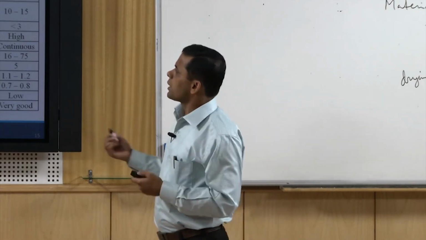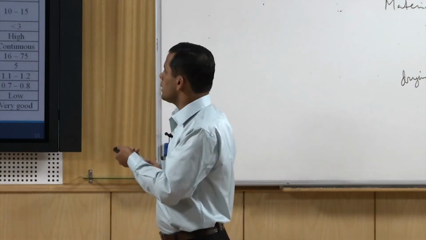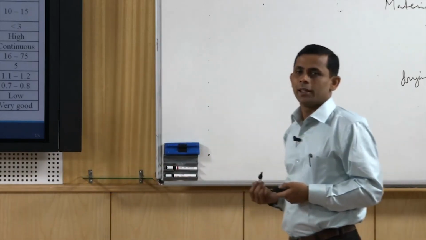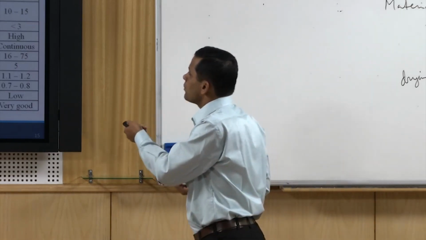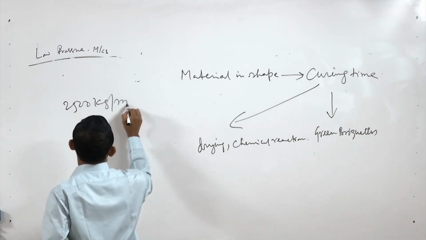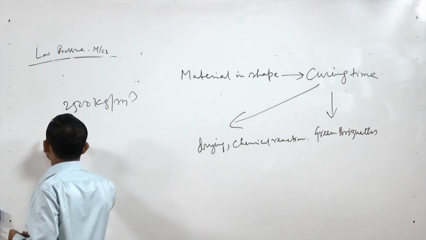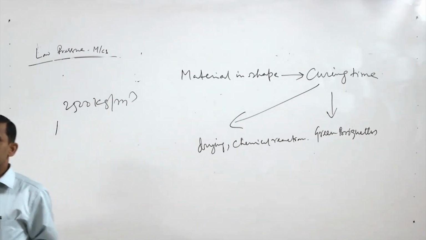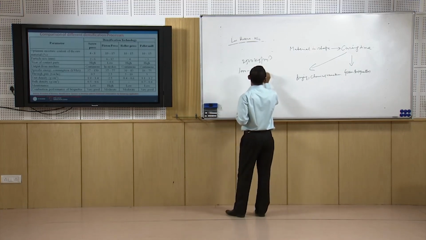So, our main objective of this densification process is to increase the density of the material. So, we compare the unit density, we get maximum density in case of piston press, that is 2.5 gram per centimeter cube, that is 2500 kg per meter cube. But in case of screw press it is 1.0 to 1.4 gram per cc, that is equal to 1000 to 1400 kg per meter cube.